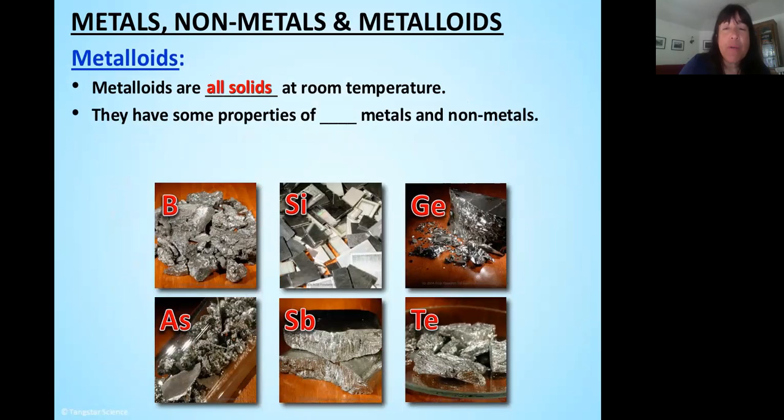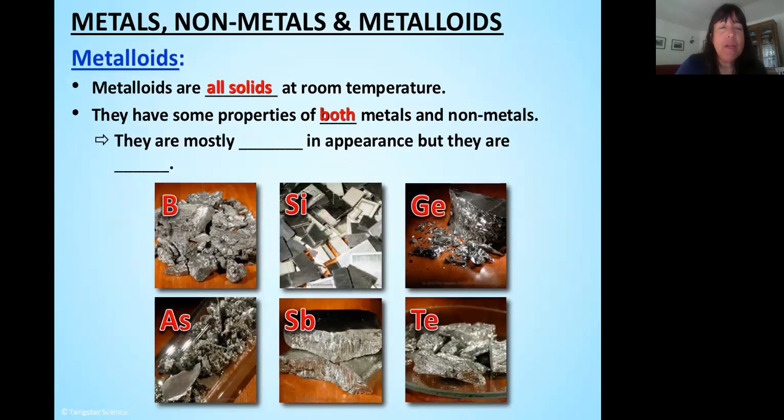They have some properties of both metals and nonmetals. They act like both. They're right in between, and they're mostly metallic in appearance. There's a picture of each. There's some of them right there. They're shiny. They look silvery, but they're brittle.